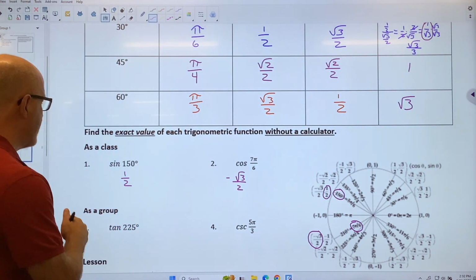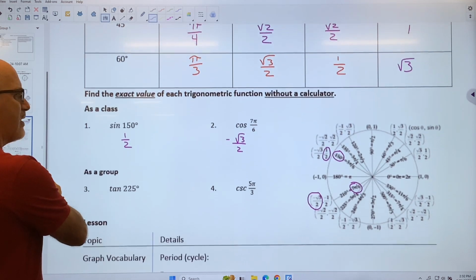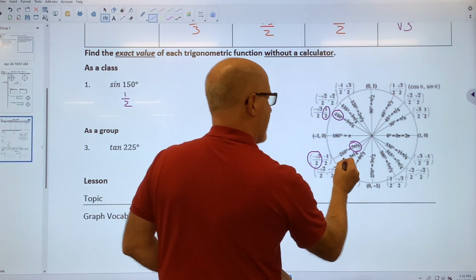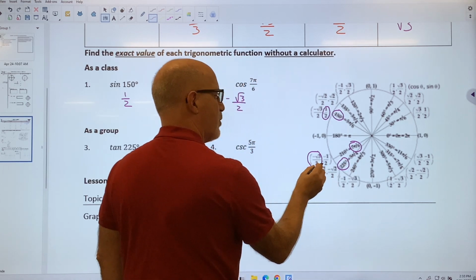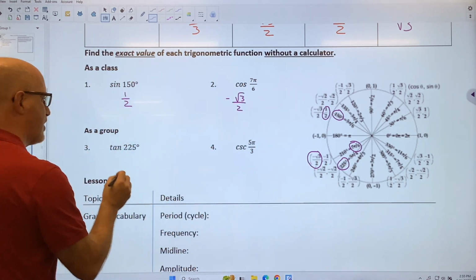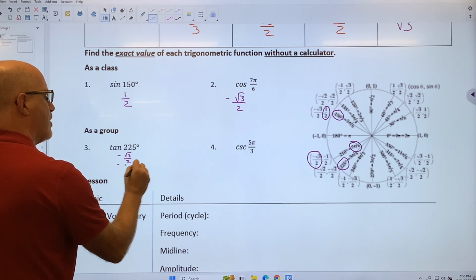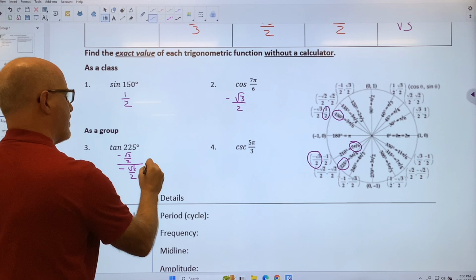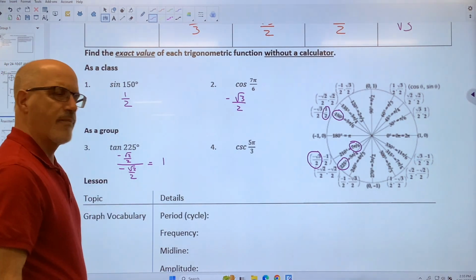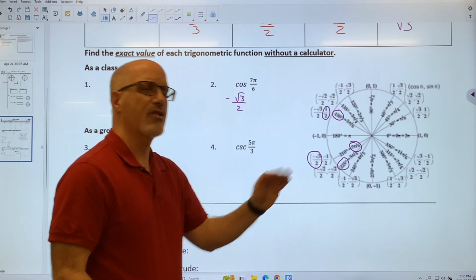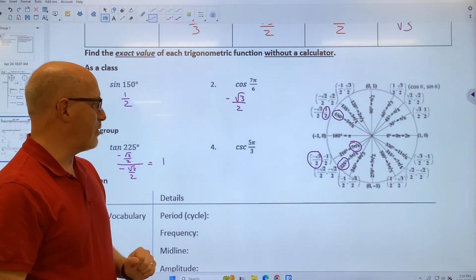All right, let's do tangent of 225. If we look at this one, looking at our unit circle, I'm going to go to 225 here. And notice if I put these two values over each other, put sine over cosine, I get negative square root of 2 over 2 over negative square root of 2 over 2. Those are the same values, so that's going to equal 1. And remember, tangent is positive in the first and the third quadrants as we review that.